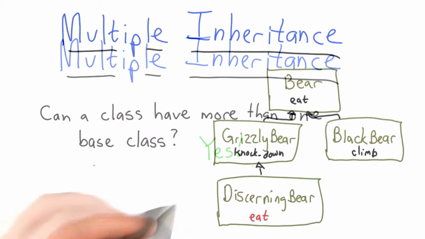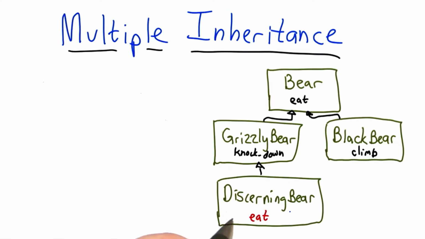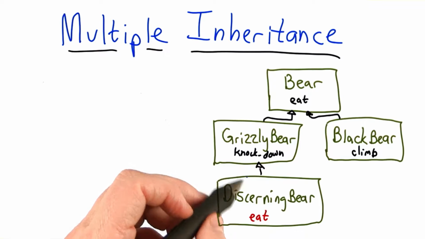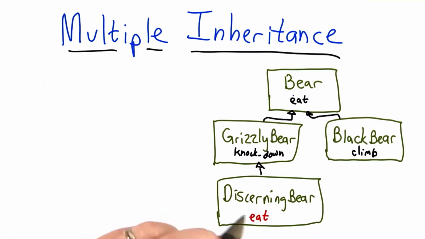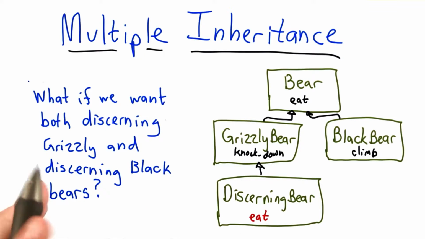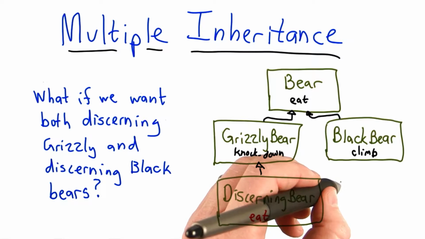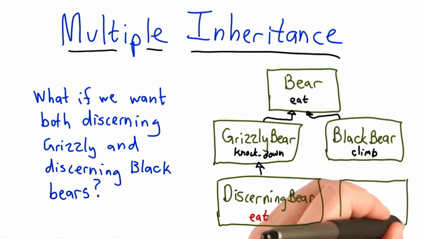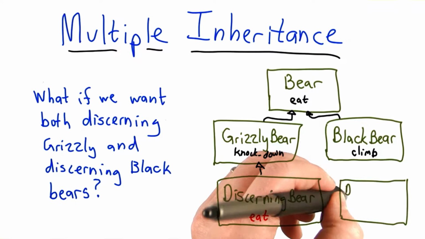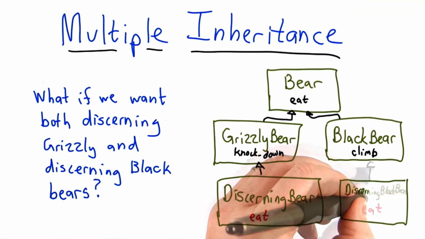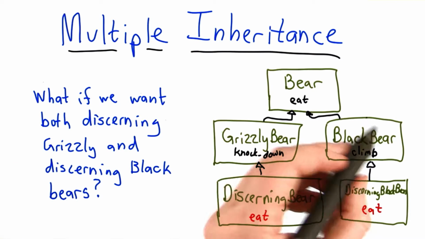So here's an example. Remember what we did before. We had a discerning bear, which was a subclass of grizzly bear, and it overrode the eat method of bear to be discerning and not eat humans named Dave. So what should we do if we want both discerning grizzly bears and discerning black bears? Well, one solution would be to add a new subclass that would be a discerning black bear that would also override the eat method, and that would be a subclass of black bear.